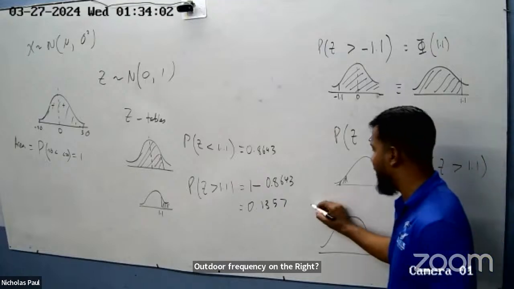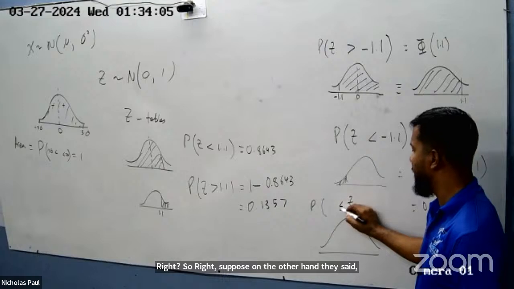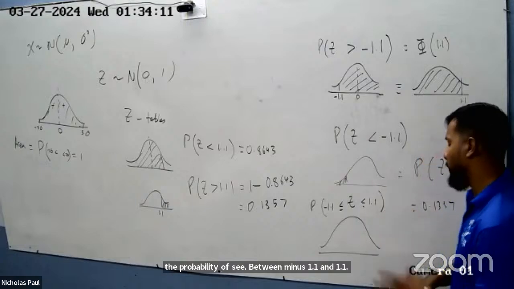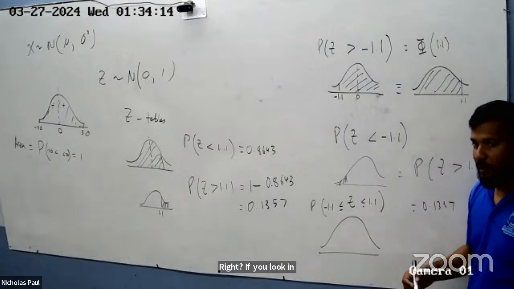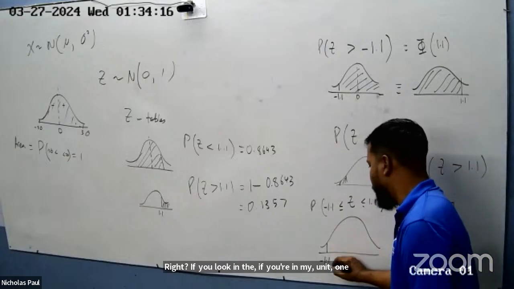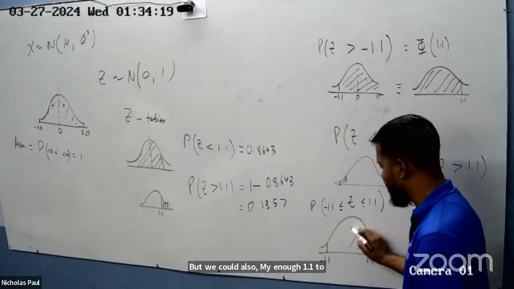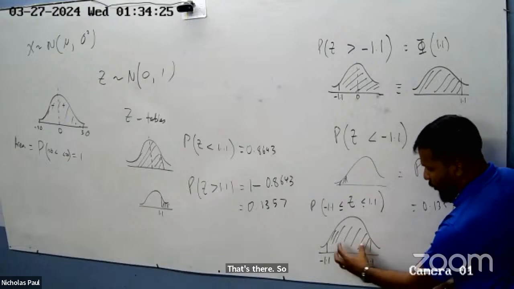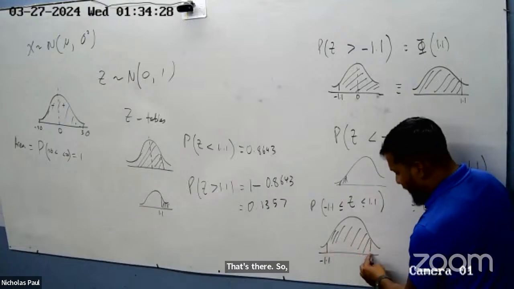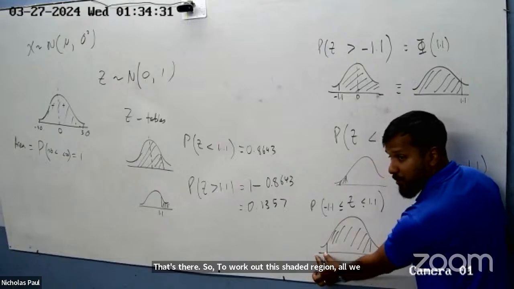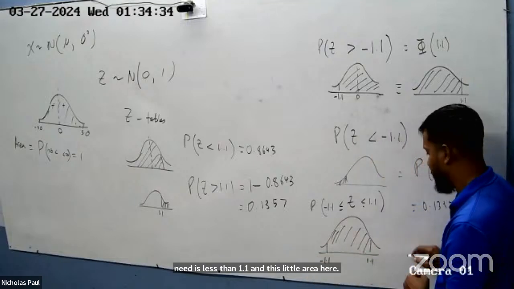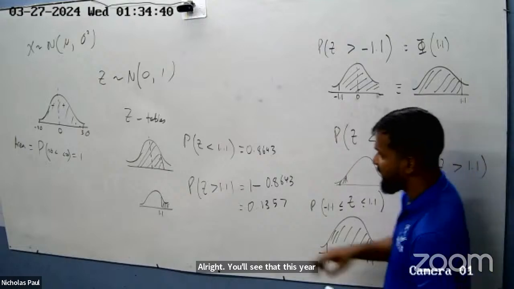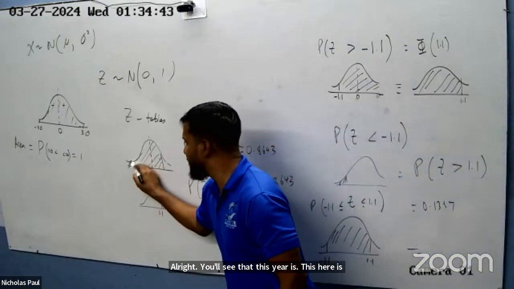Suppose, on the other hand, they said, what's the probability of Z between minus 1.1 and 1.1? If you remember your unit 1, you have formulas for these things, right? But we could also work it out. Minus 1.1 to 1.1. So how are you going to work this out? To work out this shaded region, all we need is less than 1.1 and this little area here. Y'all see that?